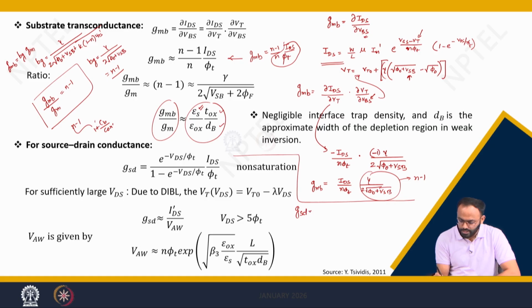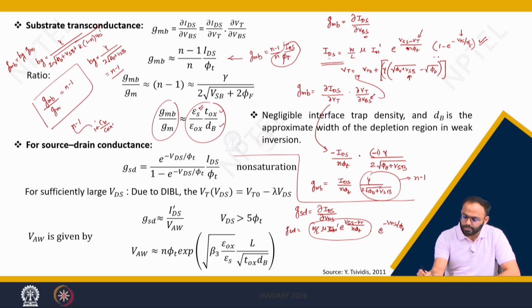In a similar way, we can find out GSD, which is defined as delta IDS divided by delta VDS. Now again you go back to this equation, differentiate with respect to VDS, you will get GSD is equal to W divided by L into mu into Im dash into e to the power of (VGS minus VT) divided by n into phi t into this, minus and plus, so e to the power of minus VDS divided by phi t, correct. Now this term can be replaced as what? IDS divided by this term.